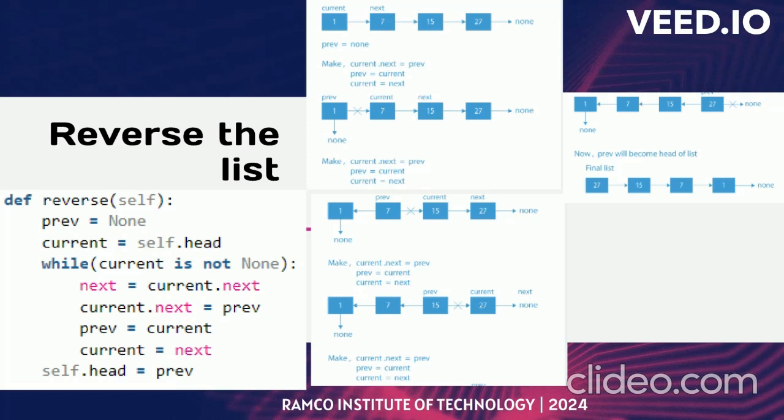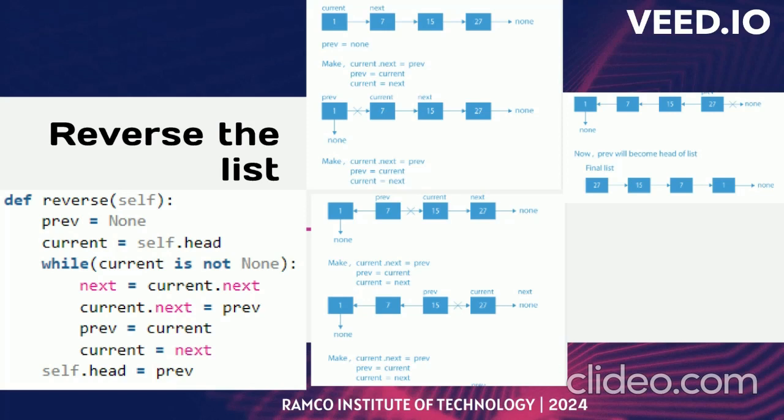See the second diagram. The first one is the initial diagram, and the second is after updating these lines. First, next is equal to current dot next. Initially current is pointing to 1. We make next equal to current dot next, that is, storing the address part of 1 in next. Then current dot next is equal to previous. We are setting the current dot next value as previous, so none will be set to current dot next. Current is pointing to 1, right? So while setting none, the link between 1 and 7 will be cut.